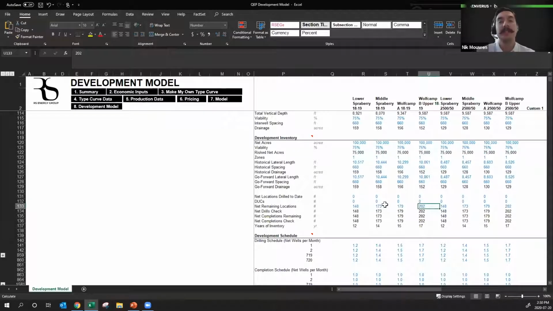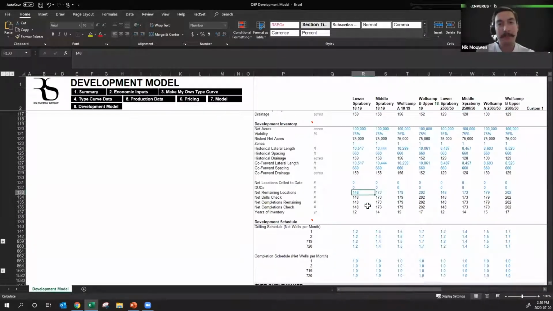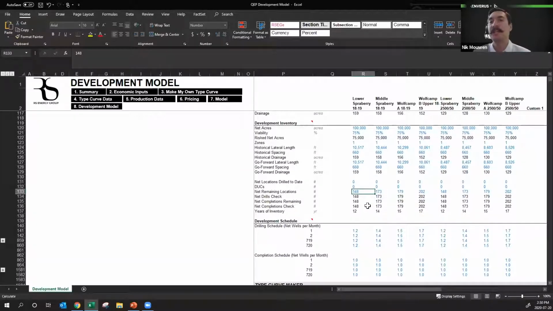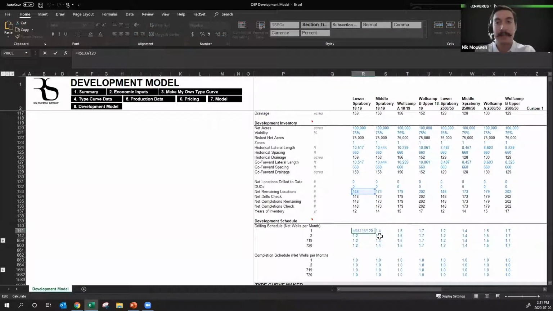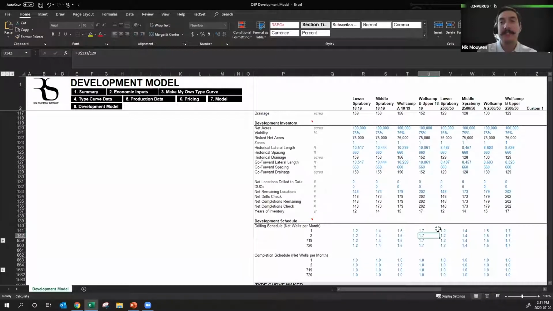And so this is what's going to drive how many locations they have remaining to drill. And for the sake of simplicity, we have our rig cadence down here. Basically, what I've done is I've assumed a drilling schedule over a 10-year period. So a flat development over a 10-year period. So you can see that calculation here. So assuming they develop each one of these areas just consistently over that 10-year period. So you can see that there.